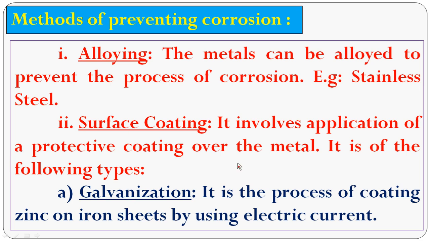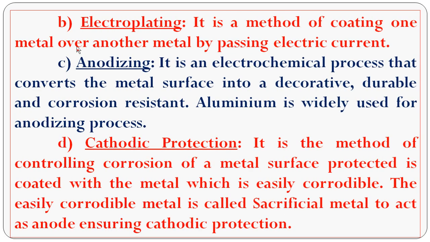It involves the application of a protective coating over the metal. It is of the following types. The first one, galvanization. Galvanization is the process of coating zinc, Zn, on iron sheets by passing electric current. The next one, electroplating. The best example is a medal: gold medal, silver medal, bronze medal, brass medal. So it is a method of coating one metal over another metal by passing electric current.